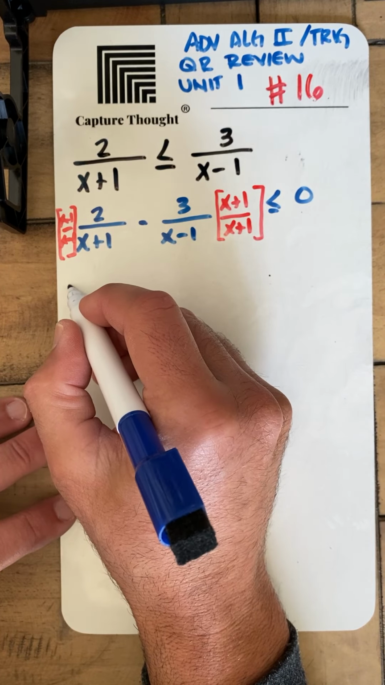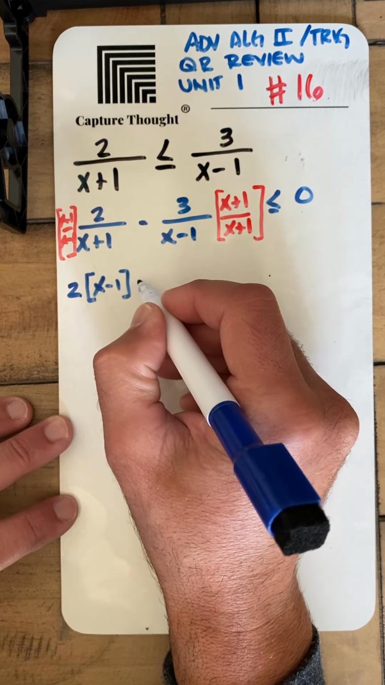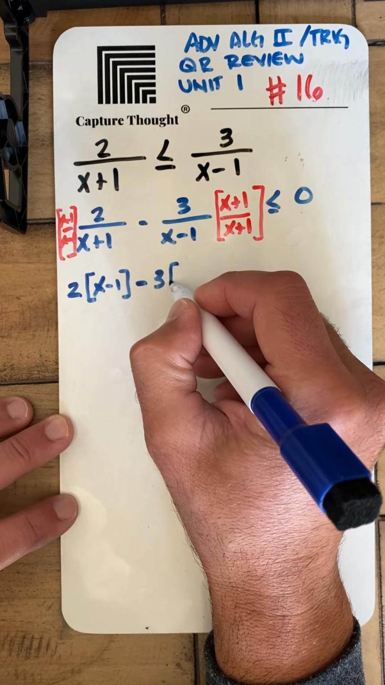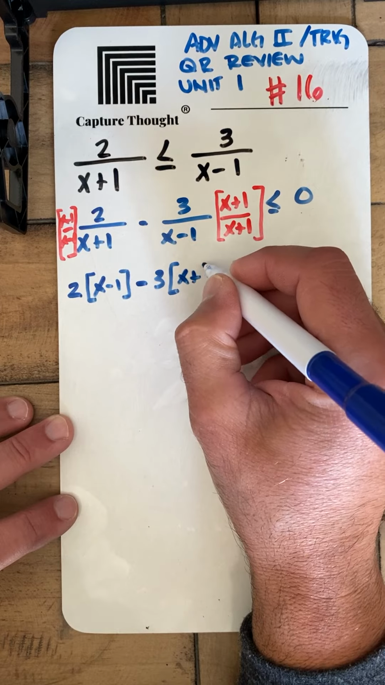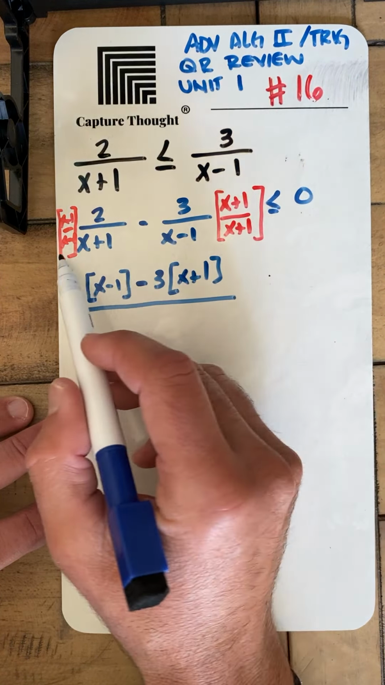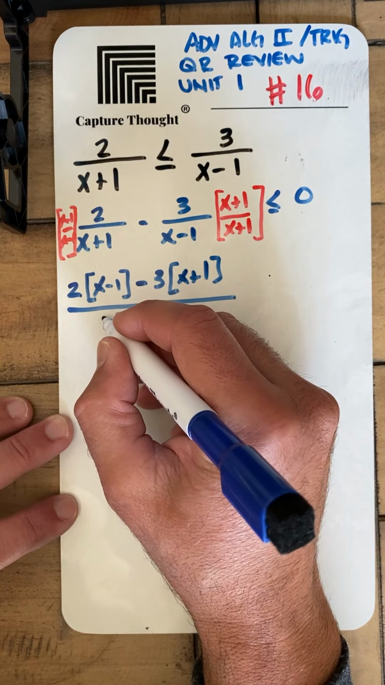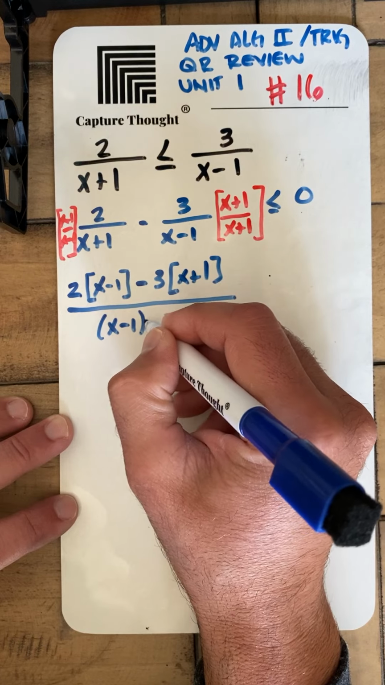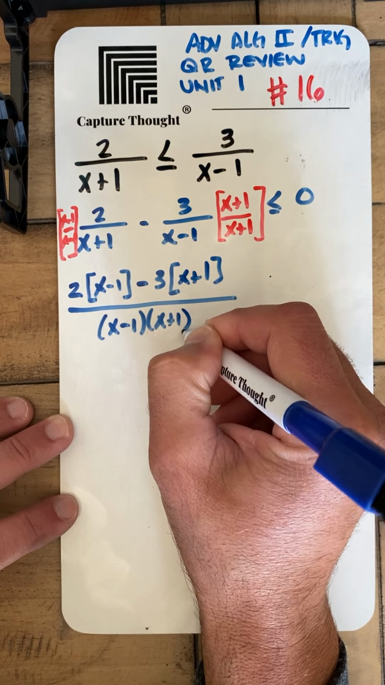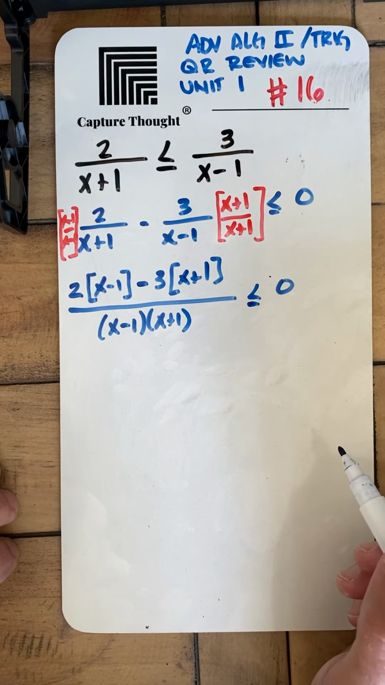So on the top, I would have 2 times that x minus 1 factor minus the 3 times that x plus 1 factor over the common denominator, which is now these two multiplied together. This is just adding fractions together. So x minus 1 times x plus 1. That's probably the hardest move that you're going to have to do. Is less than or equal to 0.